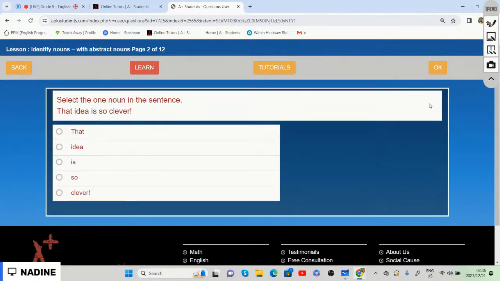That idea is so clever. We need to select the abstract noun within the sentence. Is it that? Is it idea? Is it is, so, or clever?